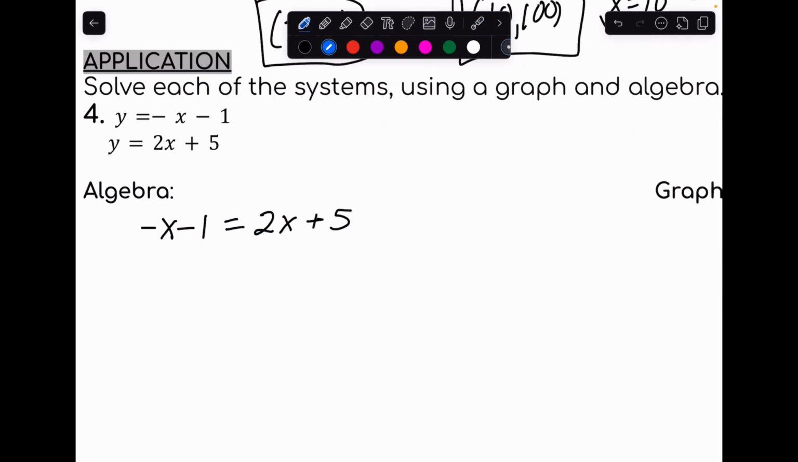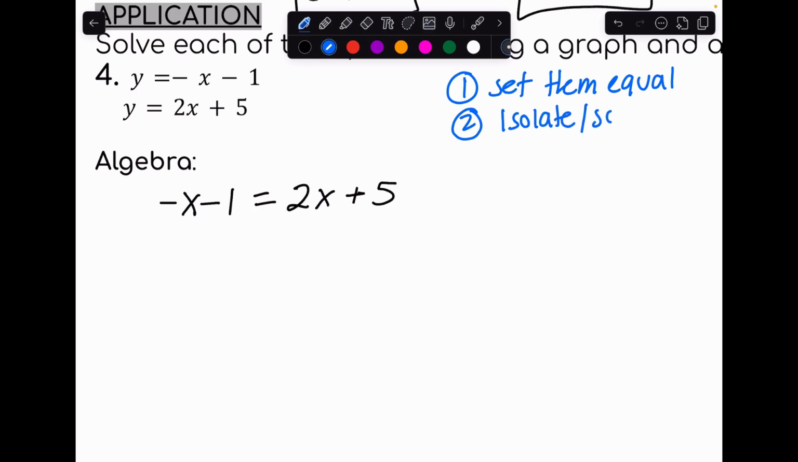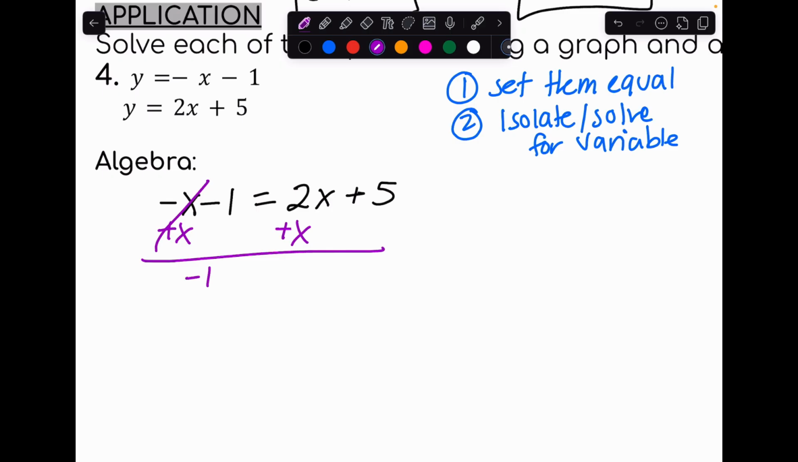Now I want to solve this algebraically, meaning I have to isolate x. So the first thing I did was I set them equal to each other. Now the second thing is to solve for the variable. Okay, so I want to get x by itself. I'm going to add x to both sides. I get negative 1 is equal to 3x plus 5. And if you're asking where am I getting that 3x, well, there's a 1 here, so 2 plus 1 gives me 3.